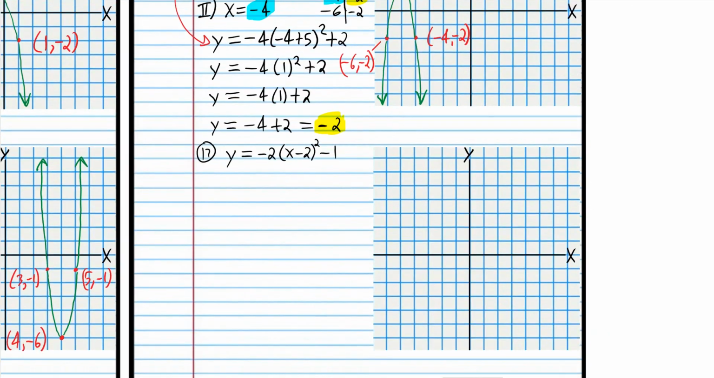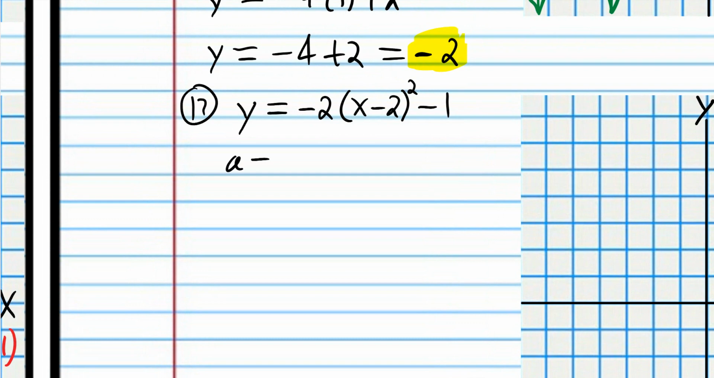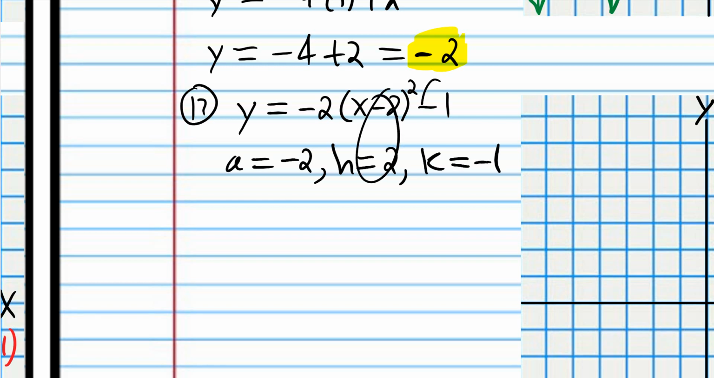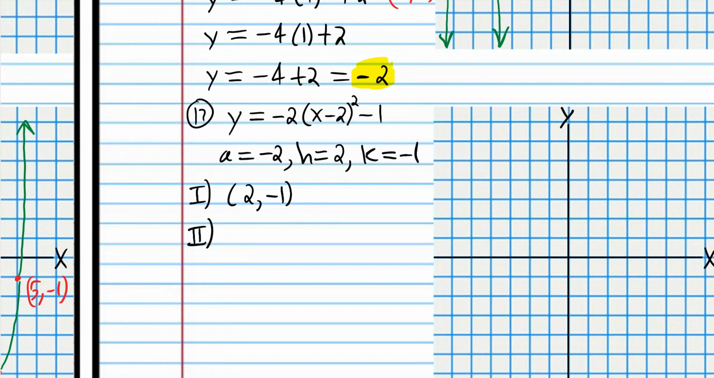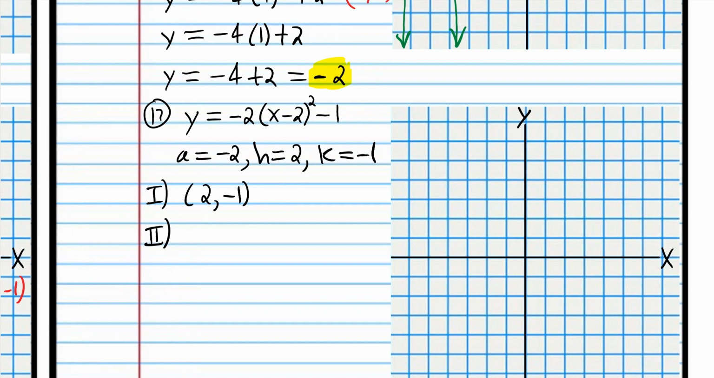All right, we're back. So let's label constants. a is equal to -2, h is equal to +2, and k is equal to -1. Again, change this sign, keep this sign. So now step 1 is to find the vertex, which we see is (2, -1). And step 2 is to find another point around that point. And I'm going to go and plot that. That's here.